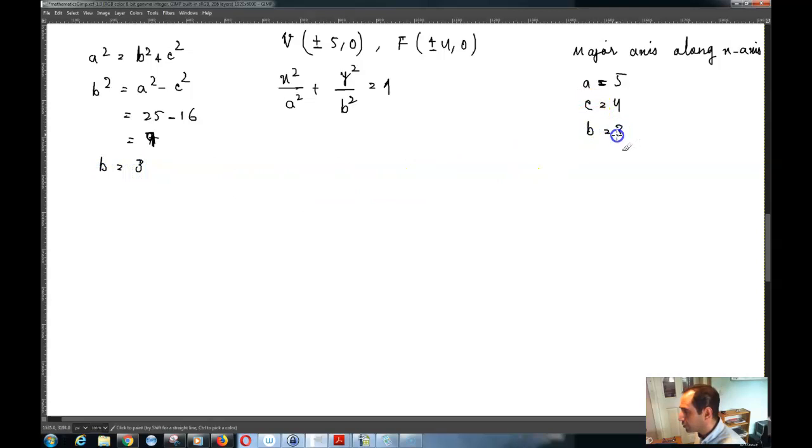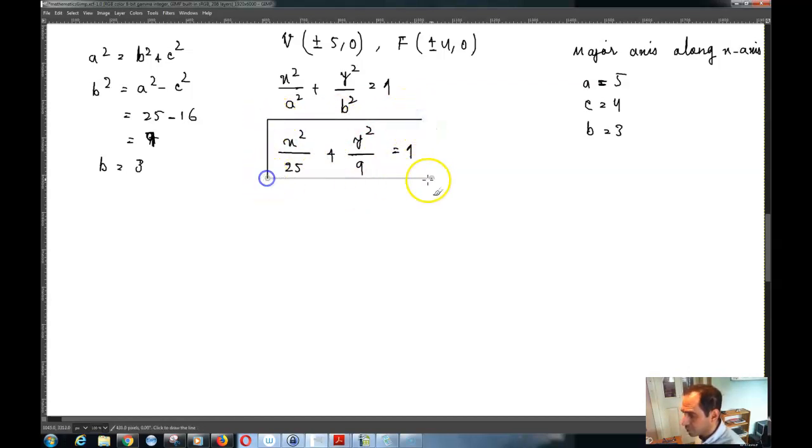So if your b is equal to 3, then you can use a and b in this equation and write x squared by a squared 25 plus y squared by b squared, which is 9, is equal to 1, and that is the equation of your ellipse number 10.